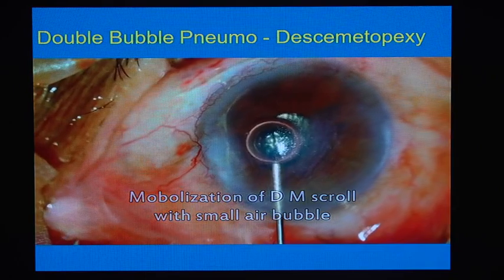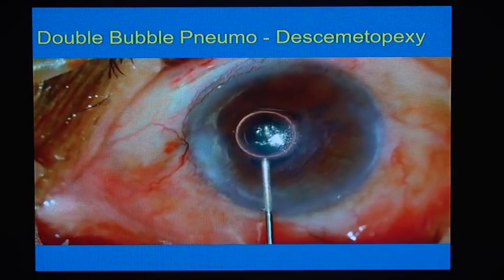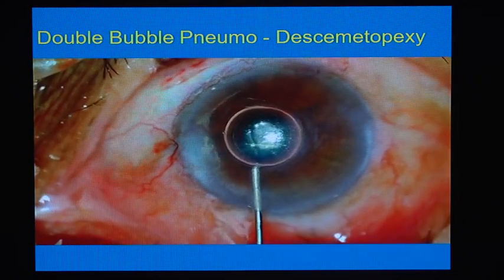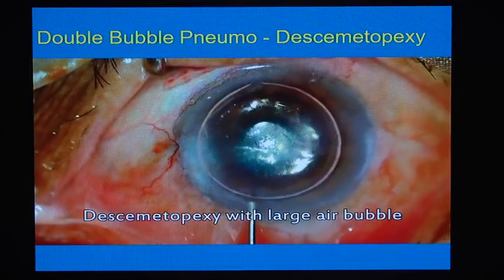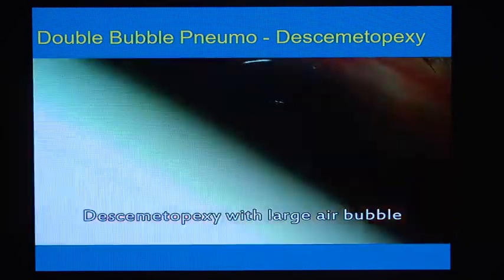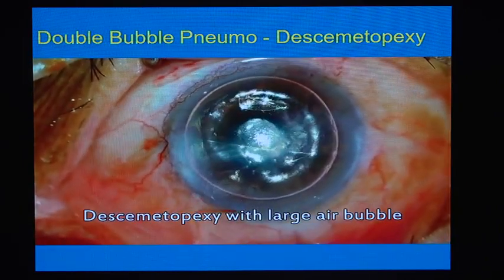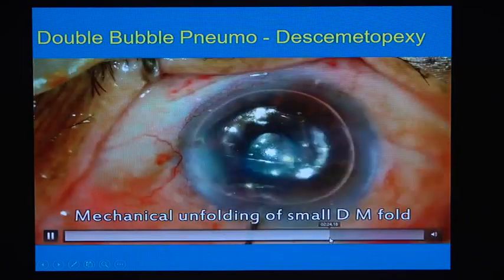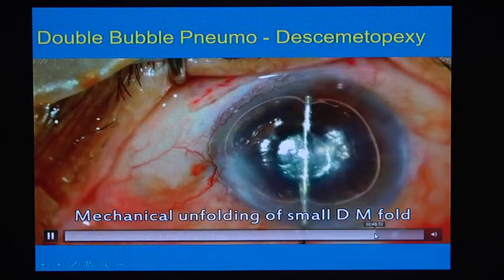Now is the point where we are not able to push it further, and then we enlarge the air bubble so that it gets settled. So this we call the double bubble pneumodescemetopexy. You can see we did that, and it got attached. You can see there is a very small triangular area above which is still folded, so that we settled manually, so that finally the whole of the Descemet's membrane is attached.